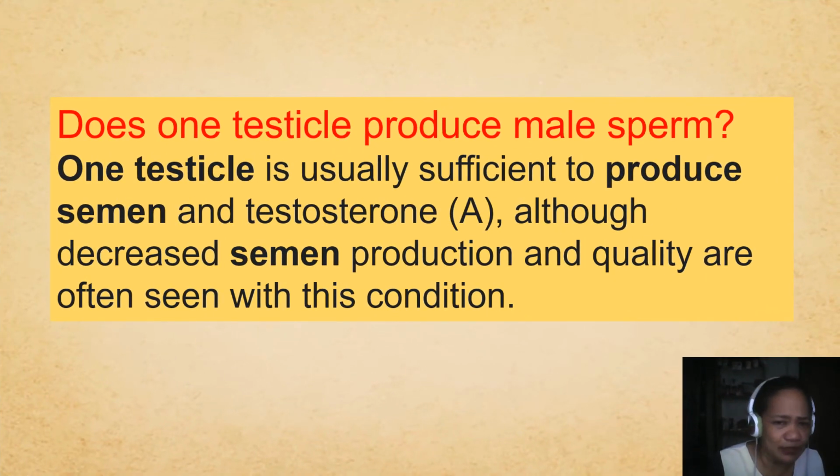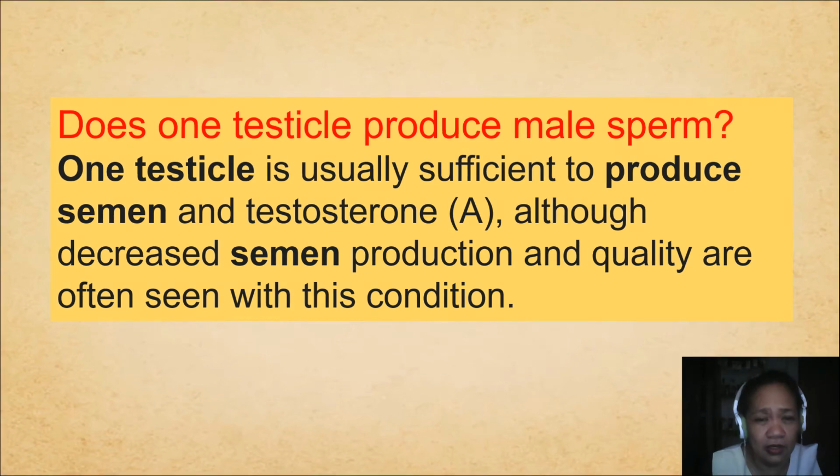Does one testicle produce male sperm? You have 2 testes. One testicle is usually sufficient to produce semen and testosterone, although decreased semen production and quality are often seen with this condition. So we need 2 testicles, but one testicle is usually sufficient to produce semen.